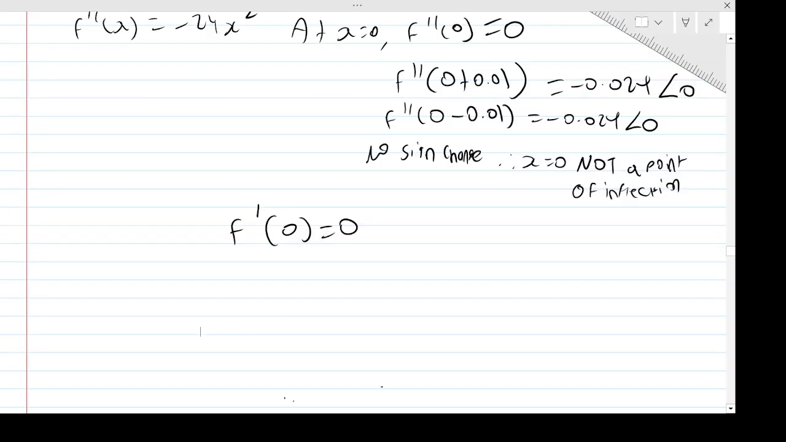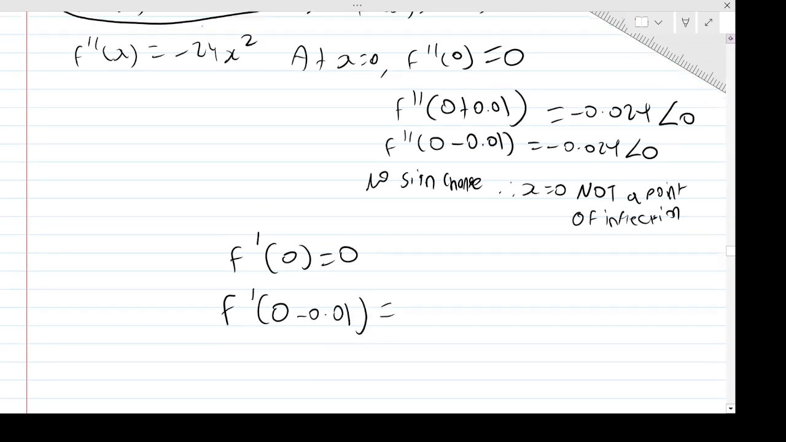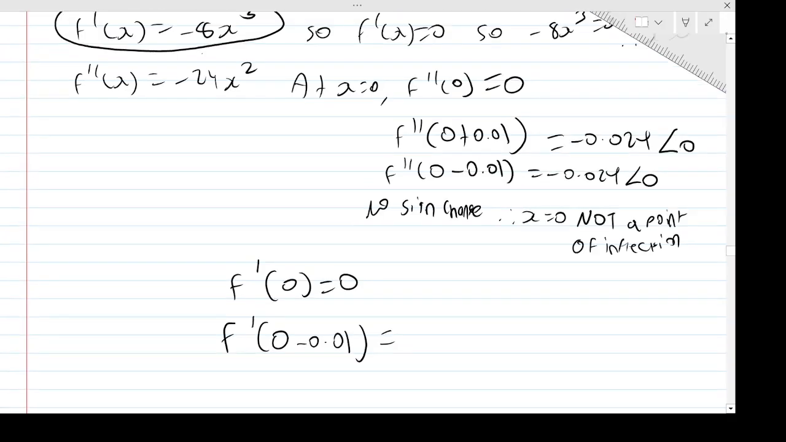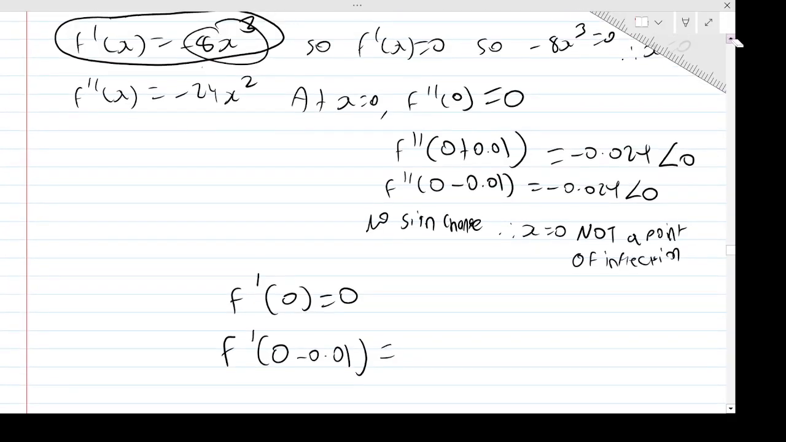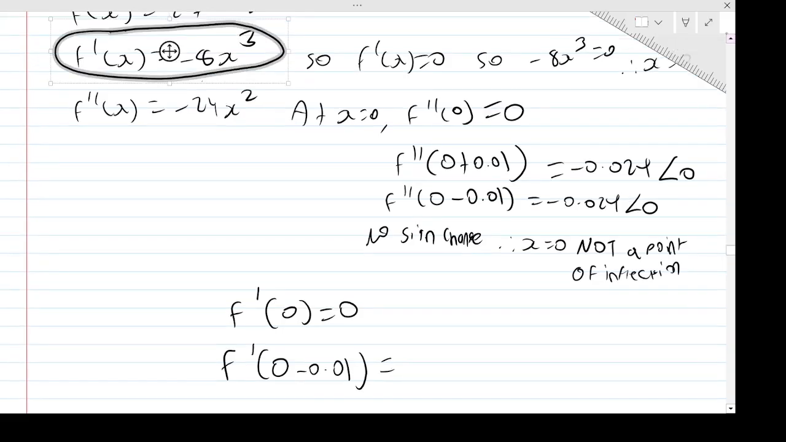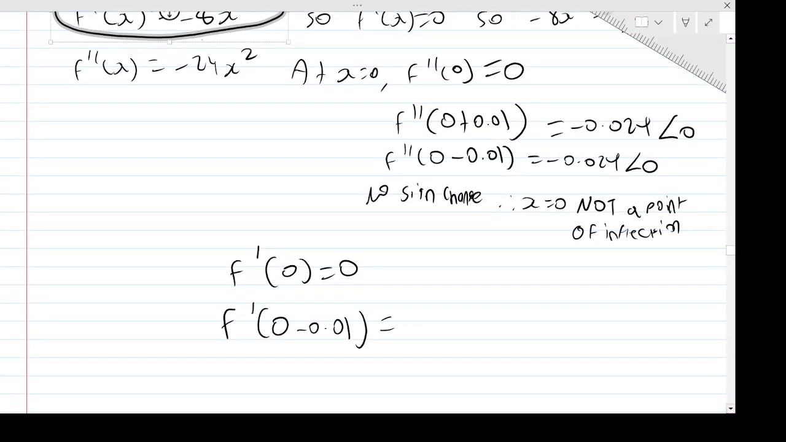Okay, then again, if we test around 0, firstly let's consider before we reach 0. So let's say we subtract 0.01, a small number, right? Then if you put that into my gradient function, my f dash of x, which again I may remind you is minus 8x cubed, if I put minus 0.01, I get positive 0.00008, I think, right? I might be missing a 0, but the idea is it is a positive.